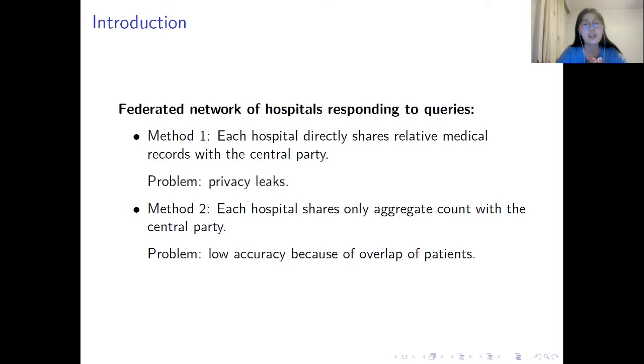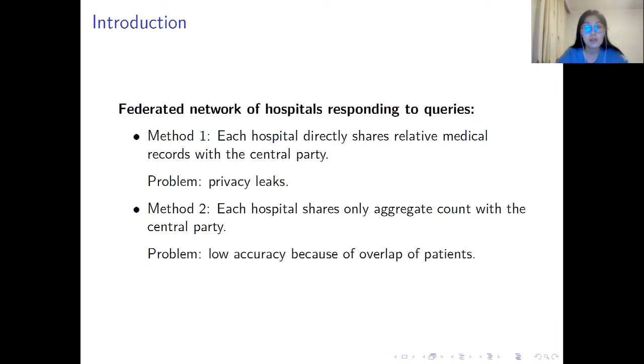Okay, so a federated network of hospitals has a central party. This central party will send queries to hospitals and receive answers from hospitals. Hospitals are independent of each other. They don't share any data between each other. They only share the data with the central party. So consider the following situation.